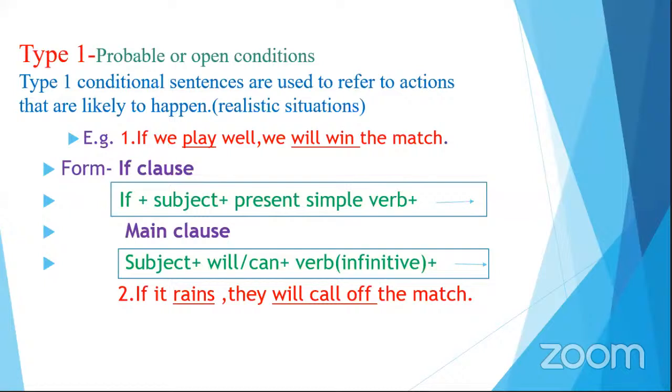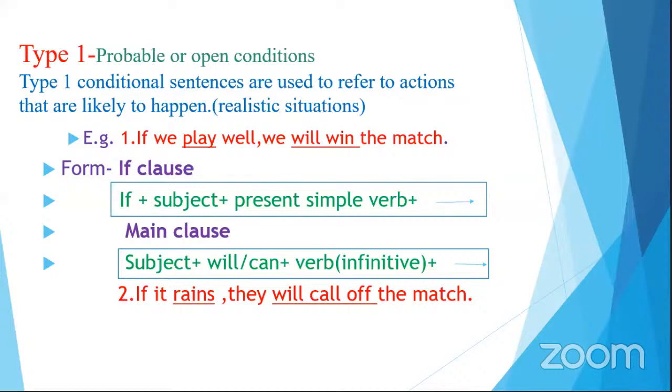If it rains, they will call off the match. If it rains, they will call off the match. So the condition is there. So what will they do? They will cancel the match. Okay. This is the type 1 conditional clause.